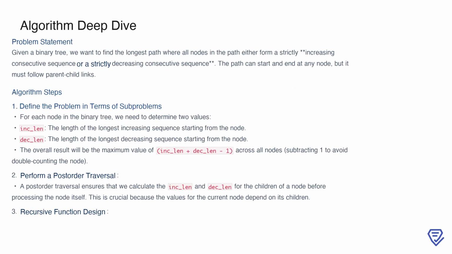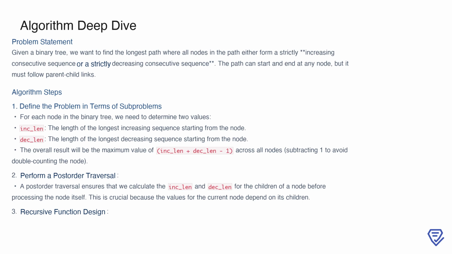To solve the problem of finding the longest consecutive sequence path in a binary tree, we first need to break it down into smaller, manageable subproblems. For each node in the tree, we calculate 2 key values: inc_len, which represents the length of the longest increasing sequence starting at the node, and dec_len, which represents the length of the longest decreasing sequence starting at the node. The final result is derived by combining these values for each node. Specifically, we take the sum of inc_len and dec_len and subtract 1 to account for the fact that the node itself is counted in both sequences.